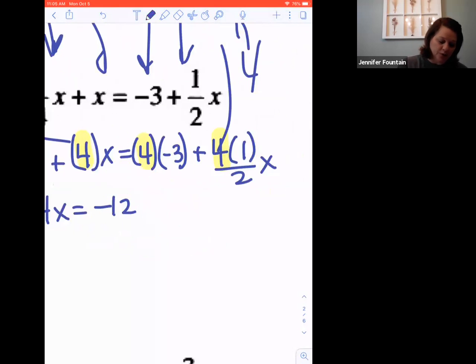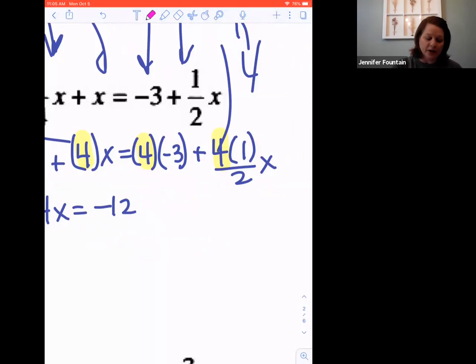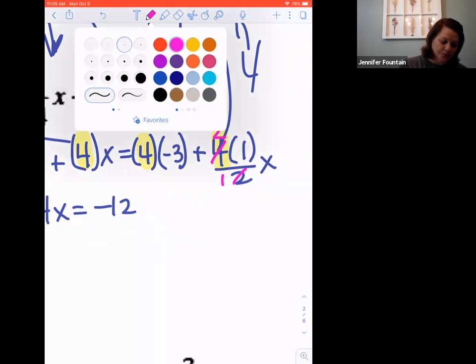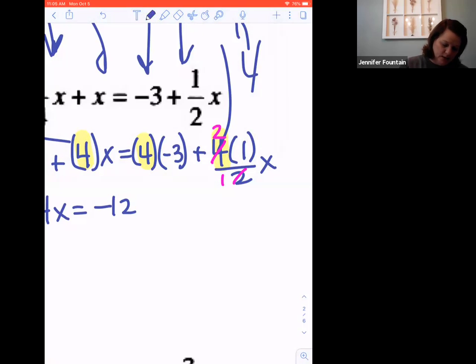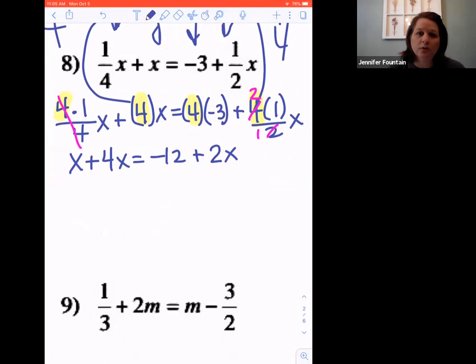Now I get over to my other fraction, and I can see that I've got a 4 in my numerator and a 2 in the denominator. They are both divisible by 2. So 2 divided by 2 is 1, 4 divided by 2 is 2, 2 times 1 is 2. And so now I've got plus 2x. Any questions on how I got there? I multiplied every term by 4, and then this next step was simplifying. So I end up with x plus 4x equals negative 12 plus 2x.